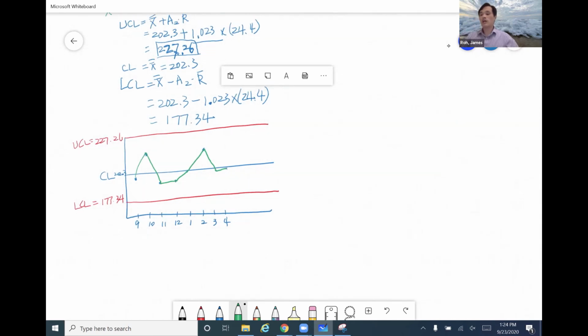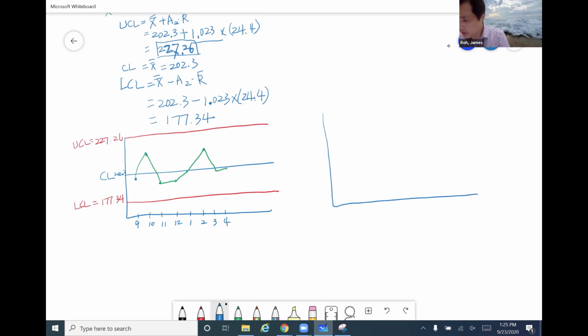And I'm pretty satisfied with this X bar chart because it's okay. It's not out of the limits, and it's just staying inside, and it's oscillating. It's not too close to the upper control limit or lower control limit. So I'm pretty satisfied with that. But you should not stop here. You also need to work on the R chart here. So this is X bar chart, and you have to work on R chart here.